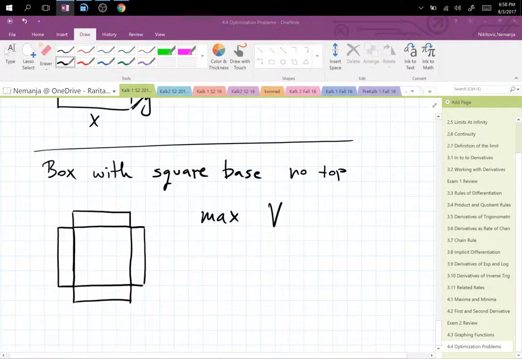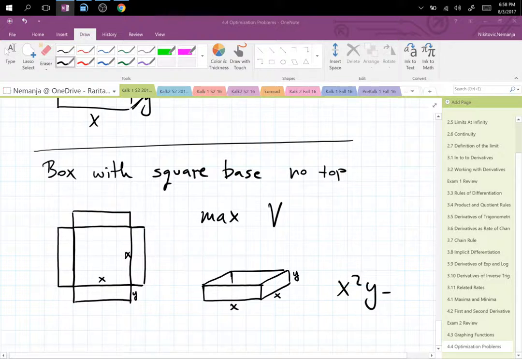So now when you label this as the X and you label the height as Y, when you look at the box sideways, you see that the base has X and the height is Y. So what's the volume equation for this one? Very good. X squared times Y. So X squared Y is equal to a max.